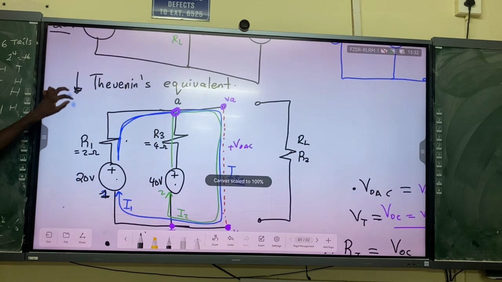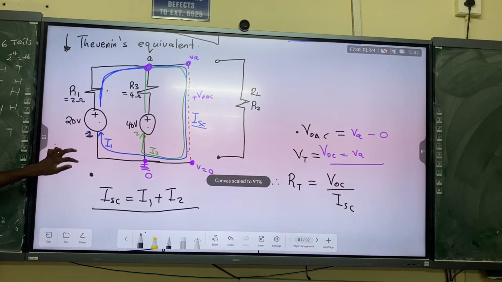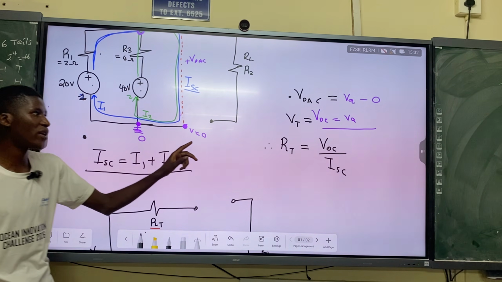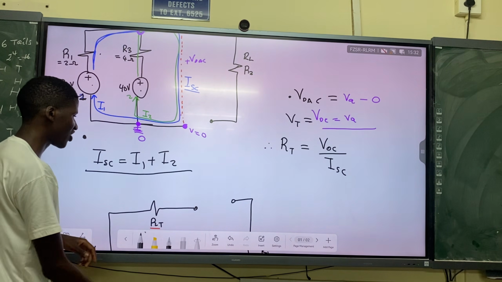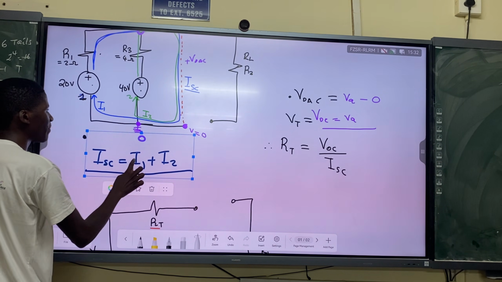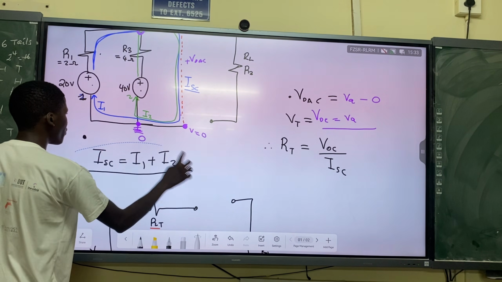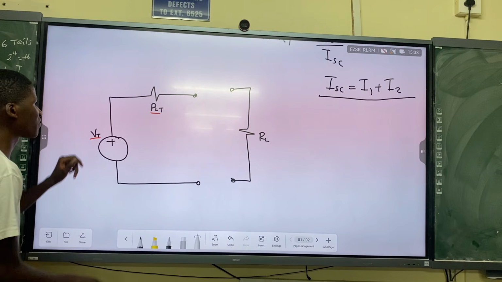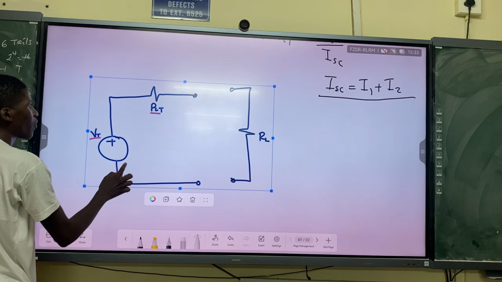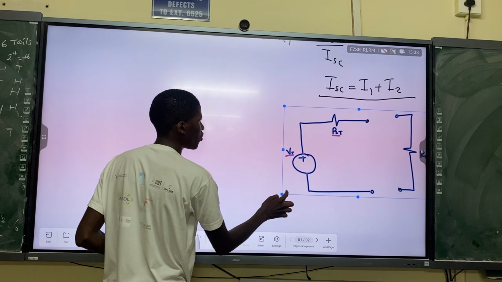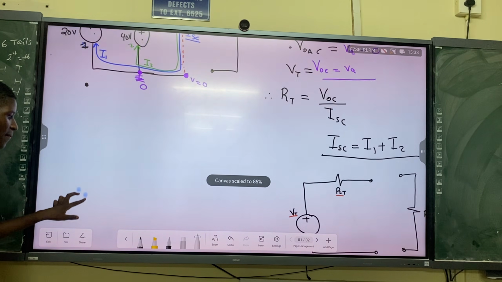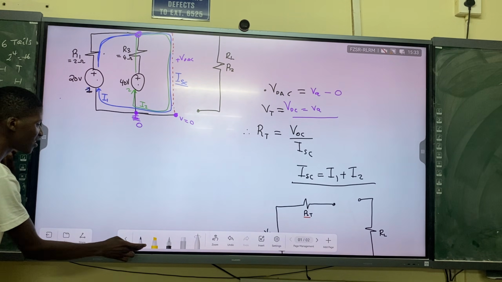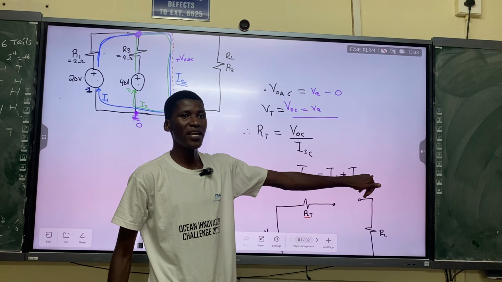So if we want to solve this problem using Thevenin's theorem, we have to calculate ISC, the short circuit current, as well as the open circuit voltage. So let's do that first so that we can be able to create our Thevenin's equivalent circuit. At the end of the day, we want to end up having just V total and R total. So how can we calculate ISC? Actually, ISC we will get as I1 plus I2.